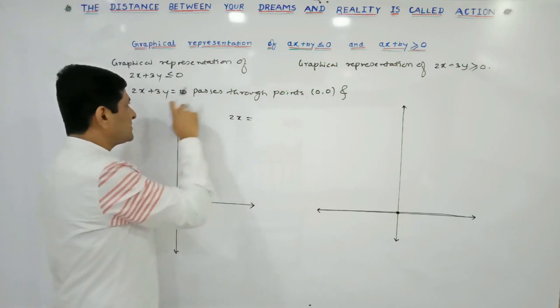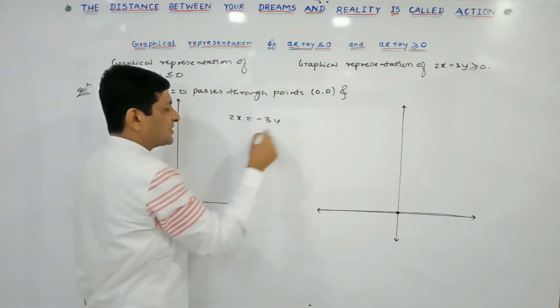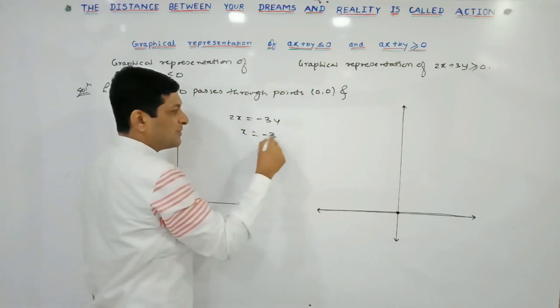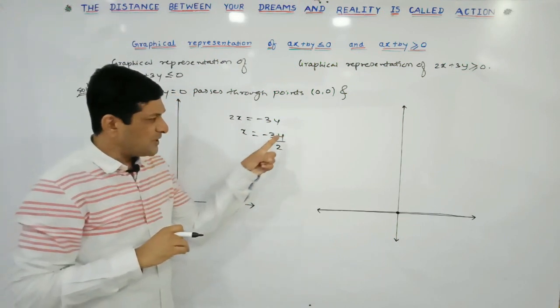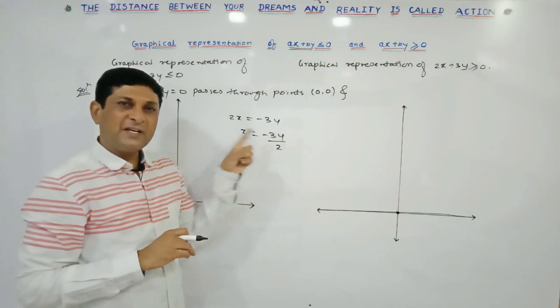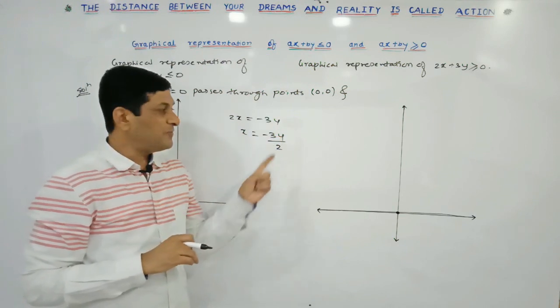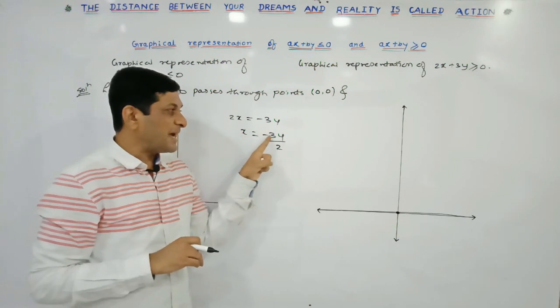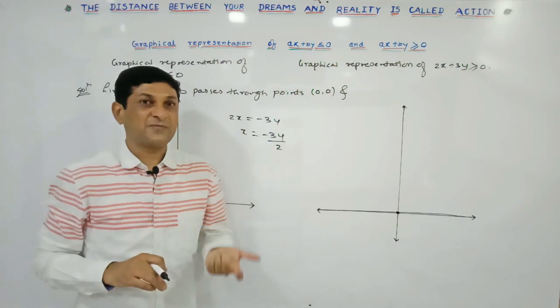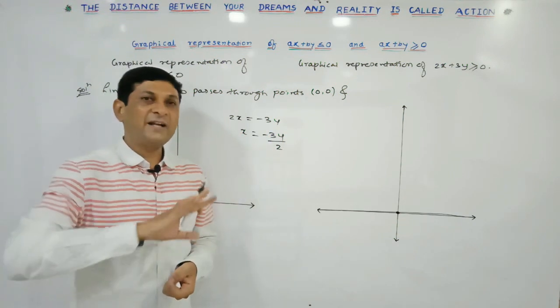So 2x plus 3y, on this side, will become minus 3y. So x will be equal to minus 3y upon 2. Now substitute any value of y, and we will get the value of the x coordinate. If I substitute y equal to 1, what is the value of x? Minus 3 by 2. Minus 3 by 2 means a fraction, but try to avoid the fraction.